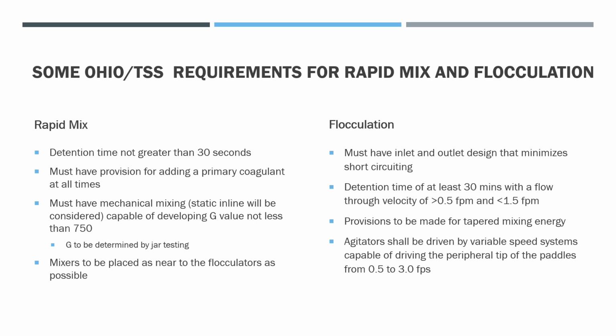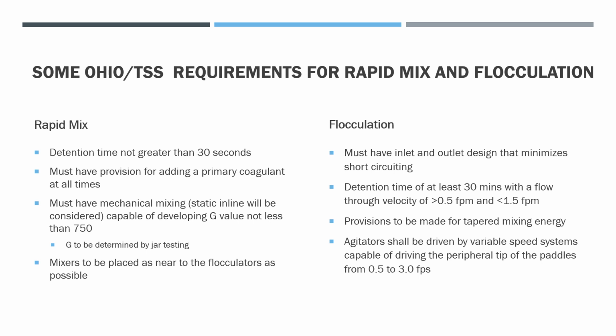Now, for the rapid mixer, Ohio requires a detention time not greater than 30 seconds. And you must have provision for adding your primary coagulant there, and it has to be able to be fed at all times that the mixer is in service. You must have mechanical mixing, and static inline mixing will be considered, but the mixing has to be capable of developing a G value not less than 750, and that G can be determined by jar testing. And mixers, of course, are supposed to be placed as near to the flocculators as possible.